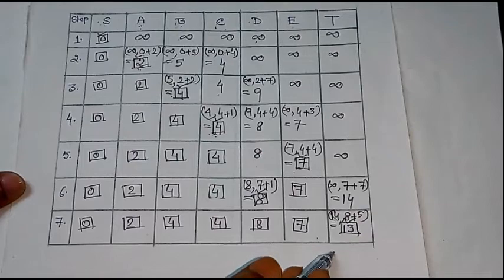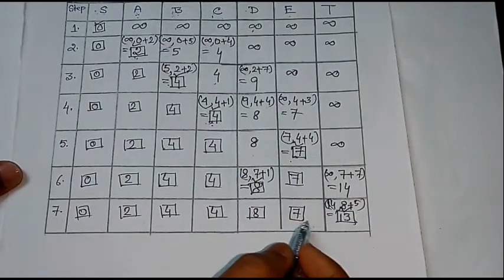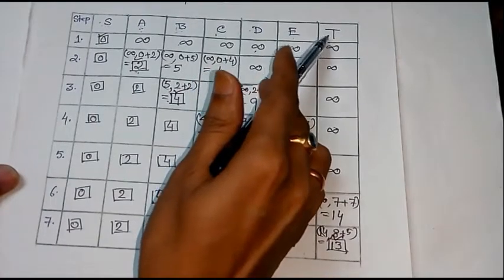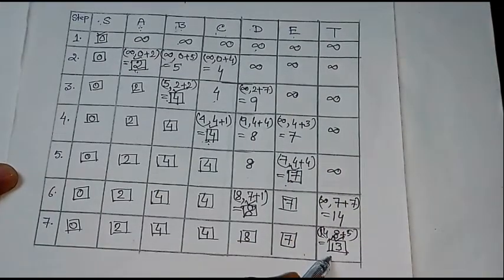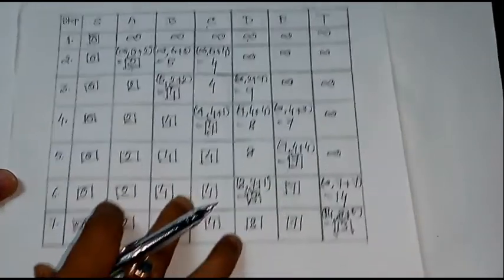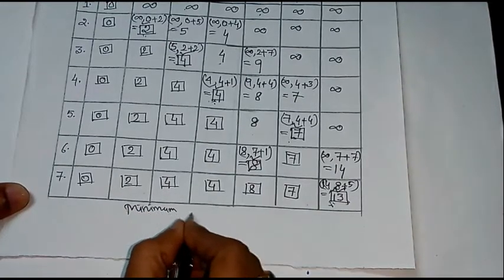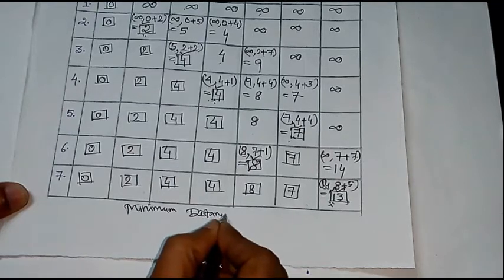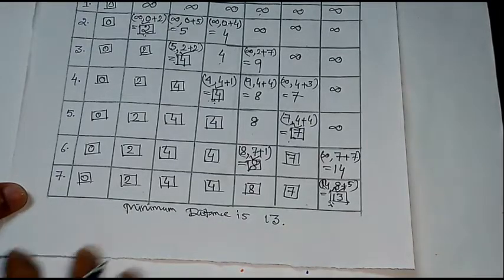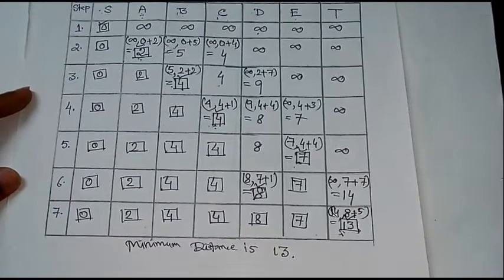Now what should be the minimum length between S and T? It should be obtained from the permanent label of the destination vertex, and T is our destination vertex. What is the permanent label of T? That is the 13 we obtained in the final step. So this is the distance of the shortest path. So the minimum distance is 13. Next we shall find the shortest path, and this can be found by backtracking.